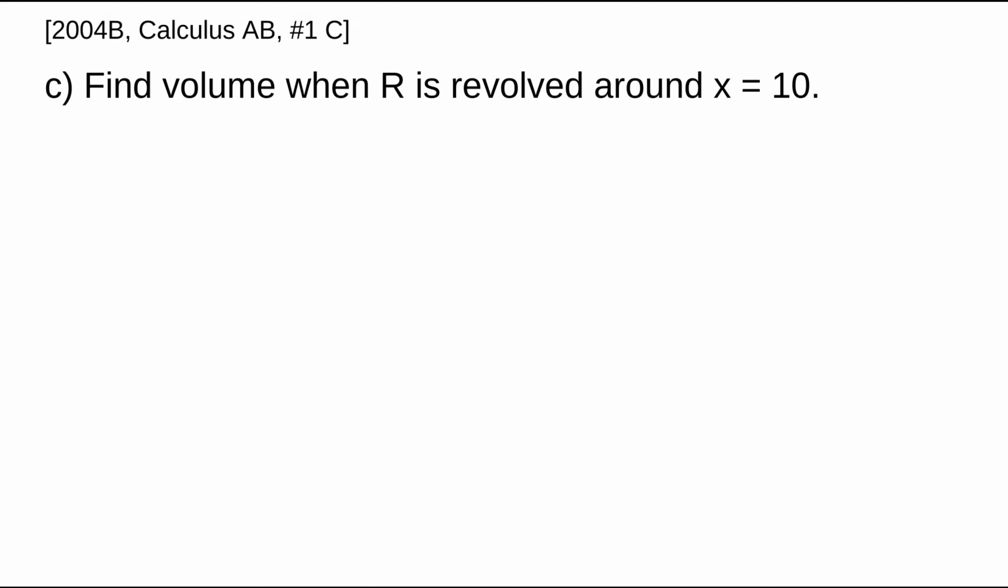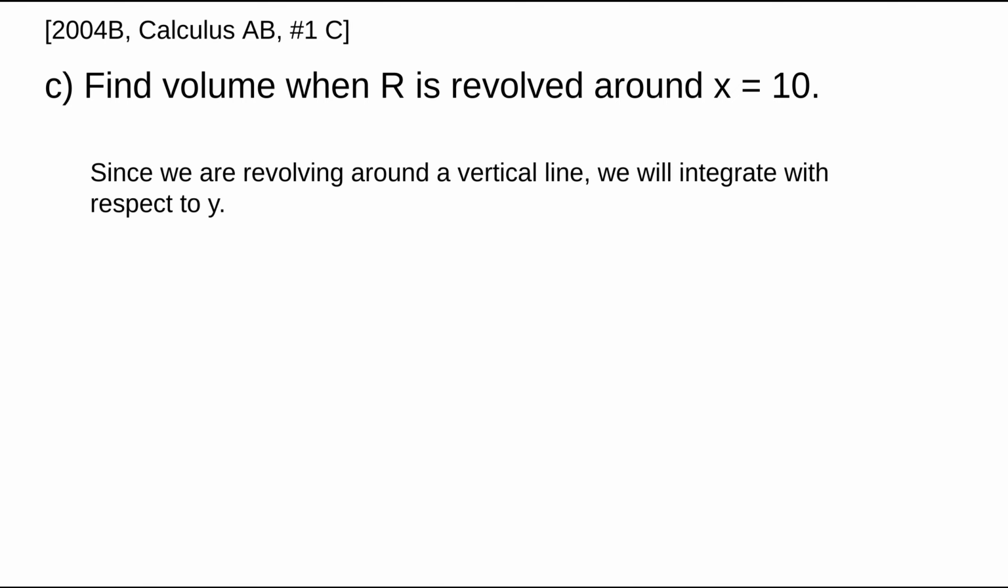In part C of the question, we are asked to find the volume when R is revolved around the vertical line x equals 10. Now, because we're revolving around a vertical line, we're going to have to integrate with respect to y. I guess you could use the shell method, but that's not tested on the AP AB exam, so probably not. So we're going to have to rewrite our functions in terms of y.